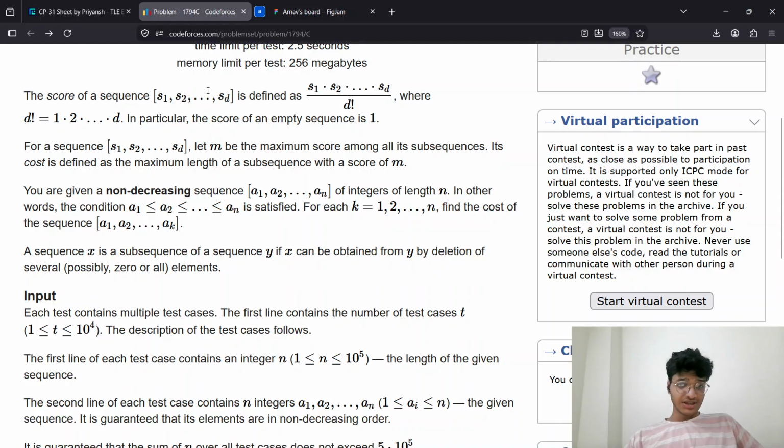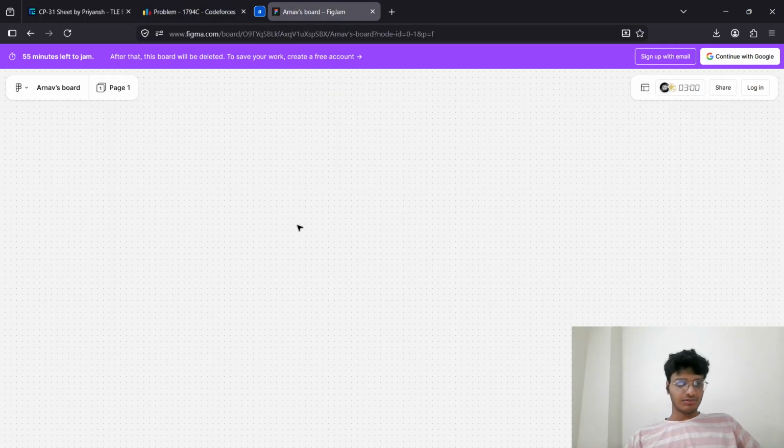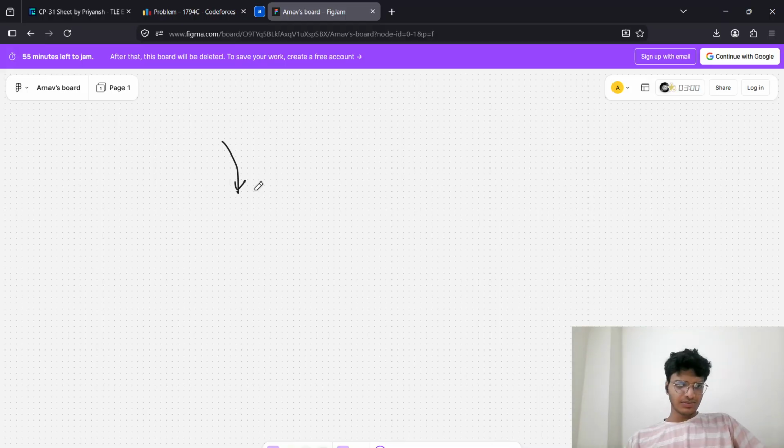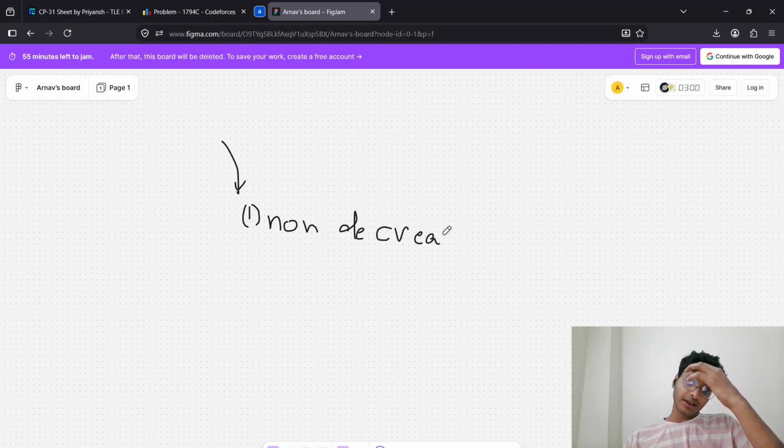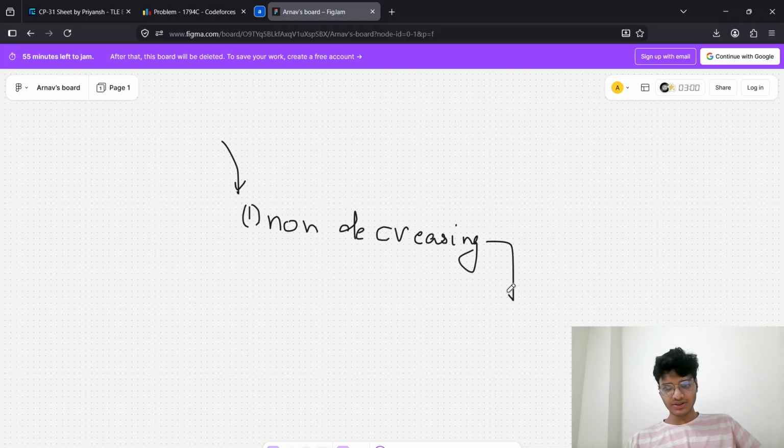This question has two approaches. One of the approaches is mine and one I have seen in the editorial. So let's move to how we will do this question. First of all, I already said that the main thing is the non-decreasing sequence. This is the main thing for the entire question. If you can get any intuition from this, I think you will be able to solve the problem.